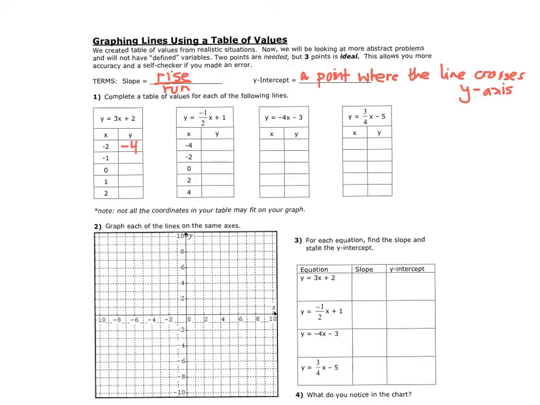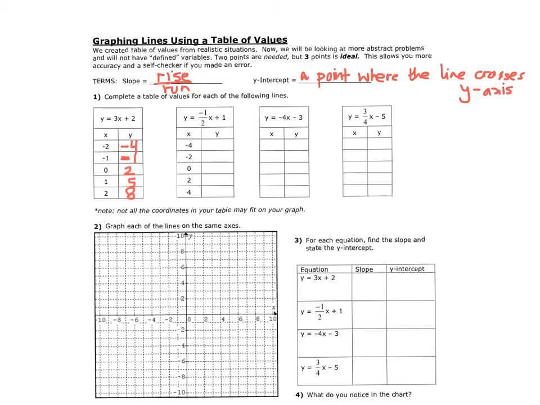Similarly, for the next one, what will that be? 3 times negative 1. So here, you're now replacing this x with negative 1. So 3 times negative 1 is negative 3, plus 2 would be negative 1. So this would be negative 1. And if x is 0, 3 times 0 is 0, plus 2 is 2. 3 times 1 is 3, plus 2 would be 5. And 3 times 2 is 6. 6 plus 2 is 8. So these are your table of values. Now we are going to create our graph from here.